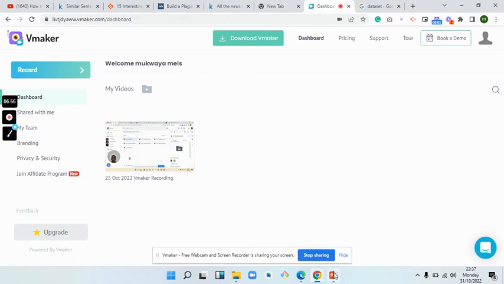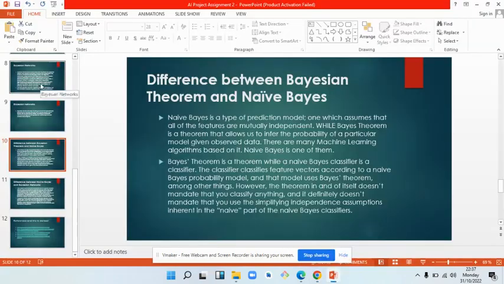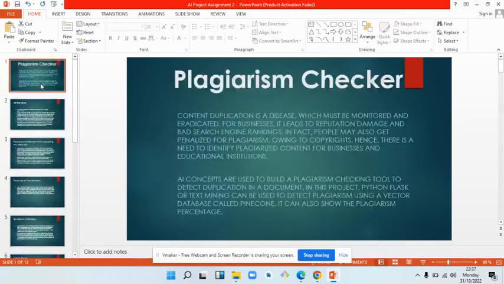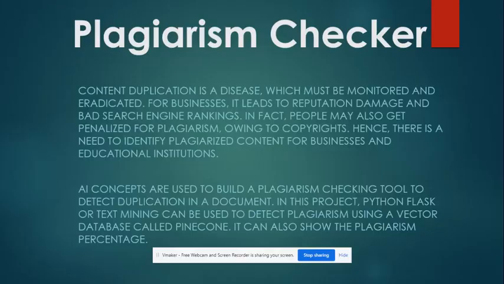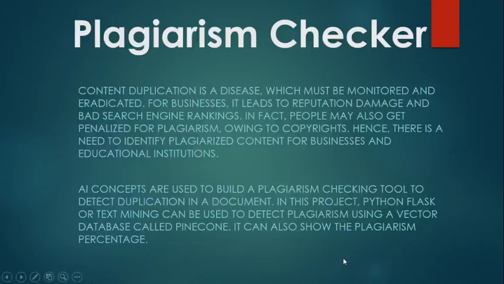Hello everyone, as we continue with our series of this AI project for this semester, as we discussed last time, I'm building a plagiarism checker. The problem we are trying to solve is content duplication, which is a disease. This is one of the problems we are trying to solve.